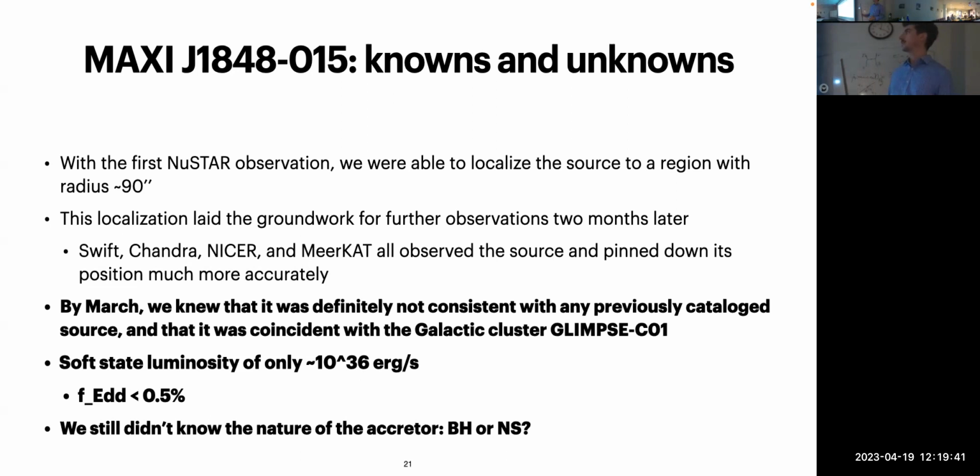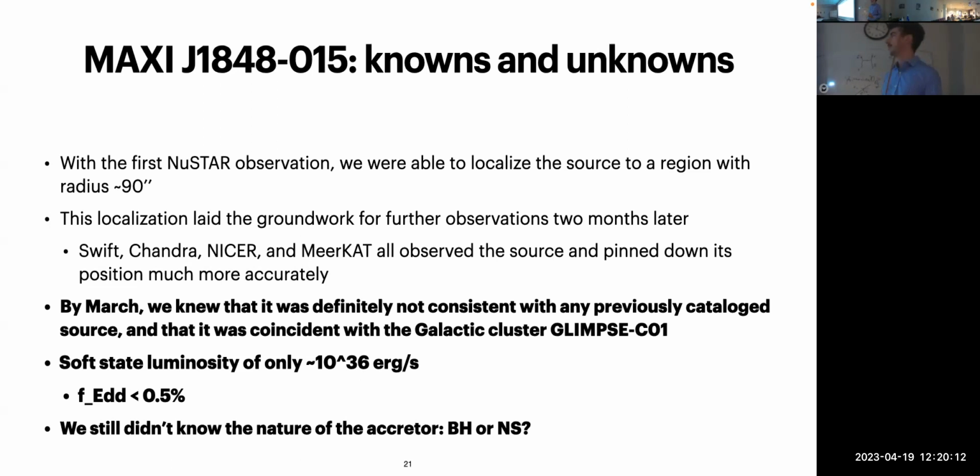And so thanks to this first NuSTAR observation, we were able to localize the source to a region of 90 arc seconds, which is still not great, but better than MAXI. And then that laid the groundwork for future observations. And so we got a much better localization with some other observatories. By March, a few months later, we knew it was definitely not consistent with anything previously cataloged. So this is a new source, and we knew that it was coincident with this globular cluster GLIMPSE C01.